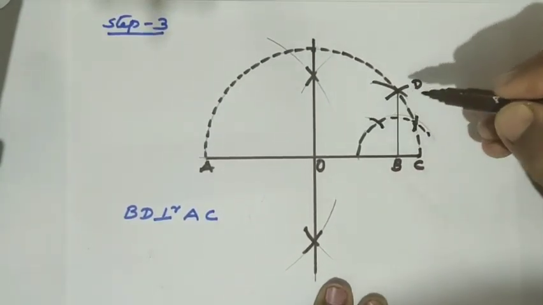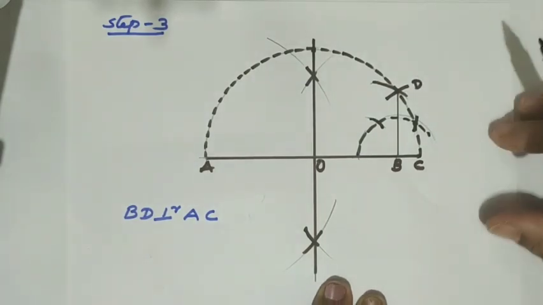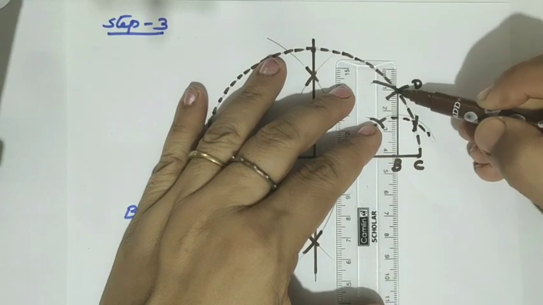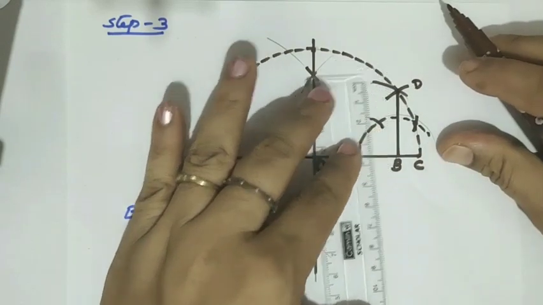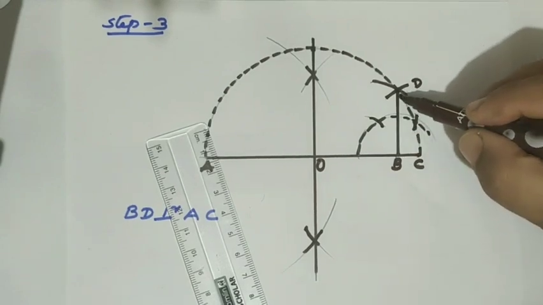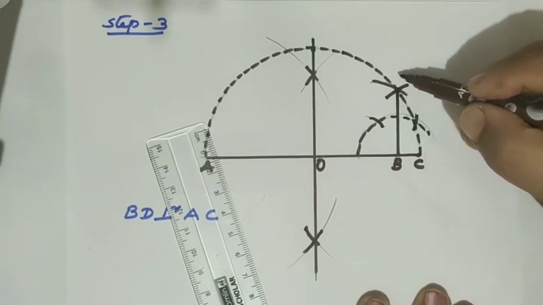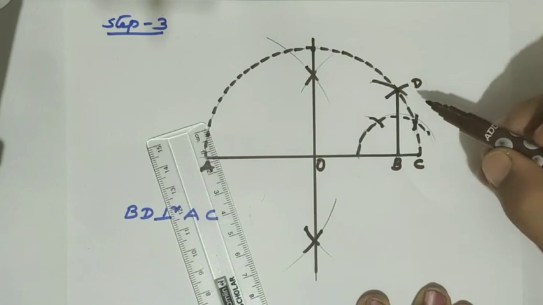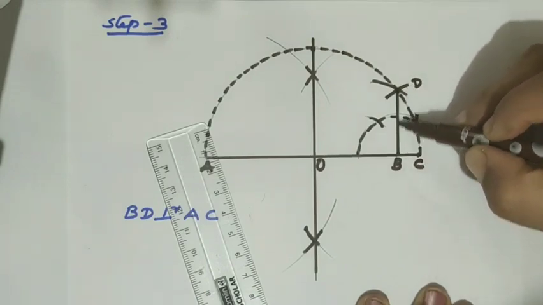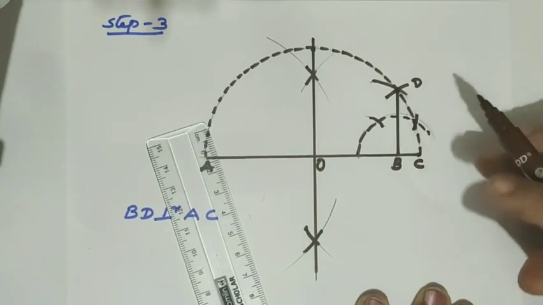The 2 cuttings you can see from there. Using a scale we should complete this BD. So BD is perpendicular to AC. Mark D on the semicircle where it touches. Sometimes your arc will be outside of the circle. Don't worry about that one. We should mark D on the semicircle where it touches. So BD is perpendicular to AC.